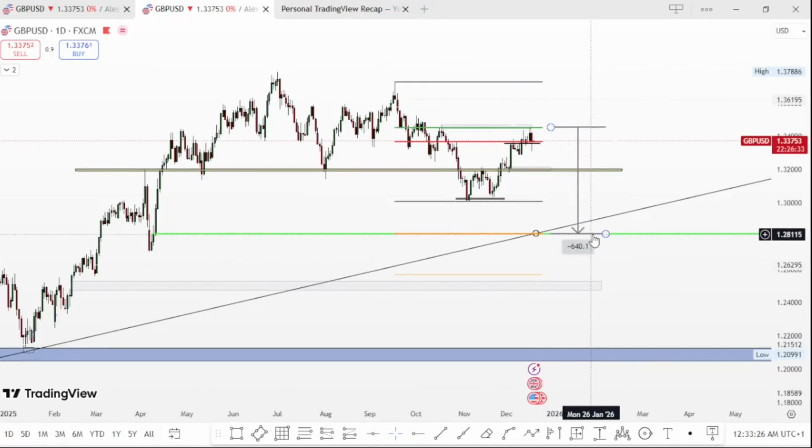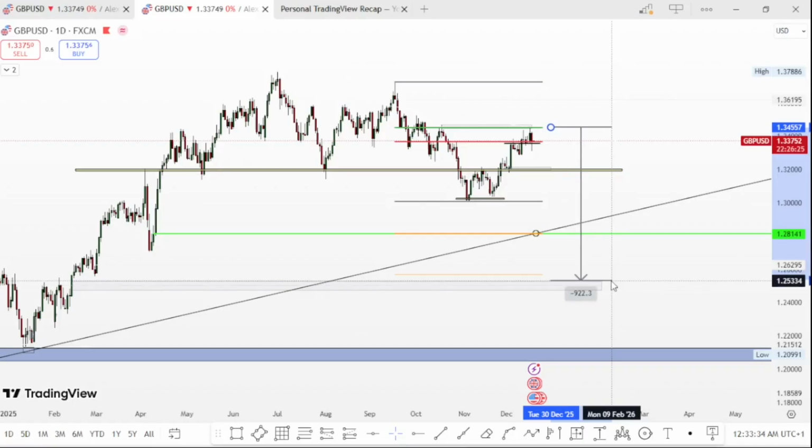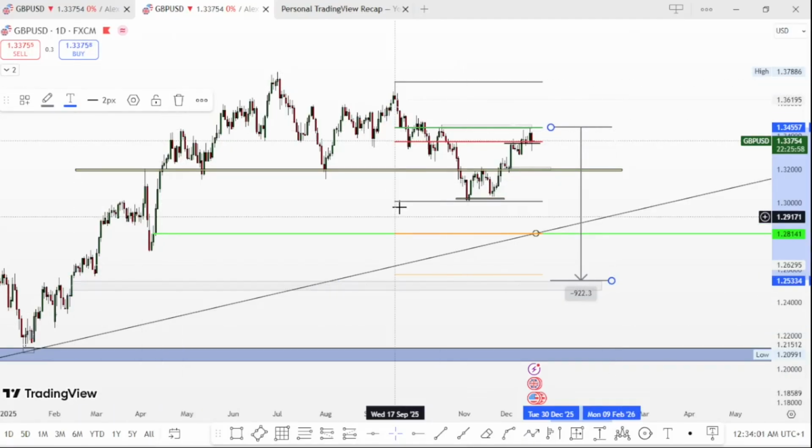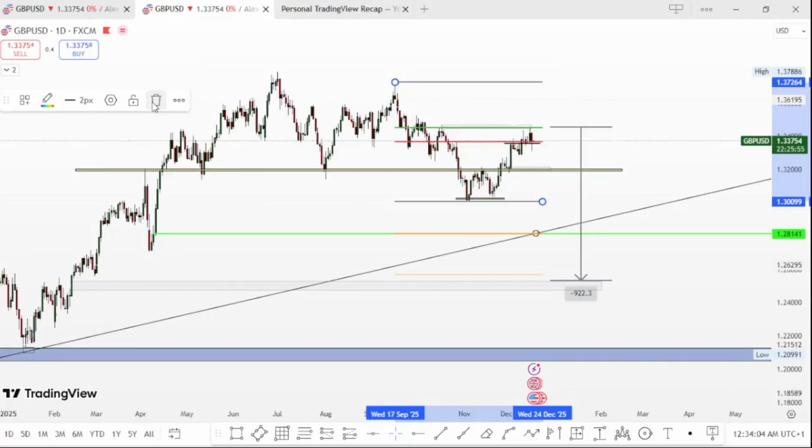If we can break this trend line after it gets here, expect price to still drop further. Thus, I'm giving you a prediction of roughly 1,000 pips to the downside. So I'm giving you a forecast into the future: a drop from the current price level down, a 922 pip drop. That's roughly a level of 1.25334 on GBPUSD. Okay, now I'll leave that there.